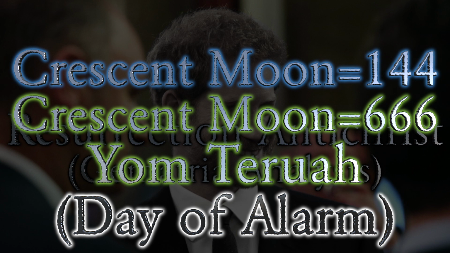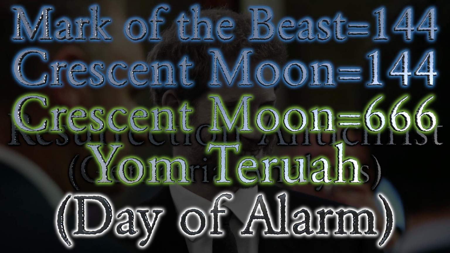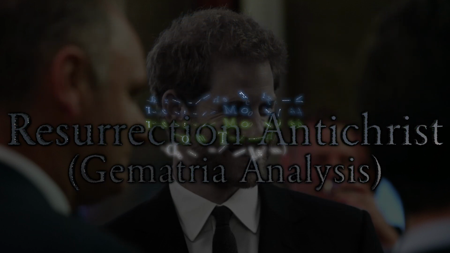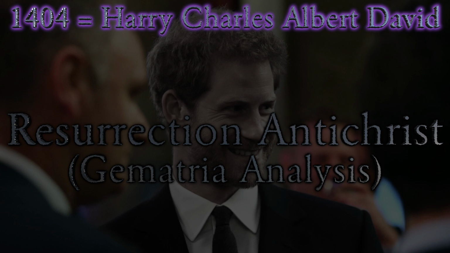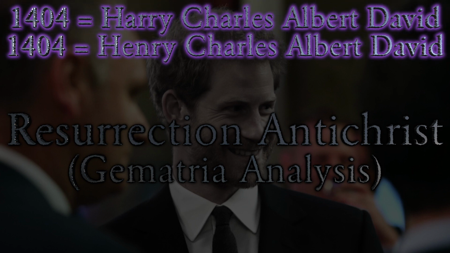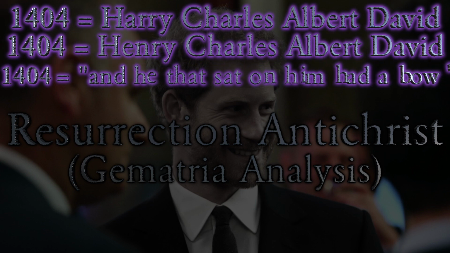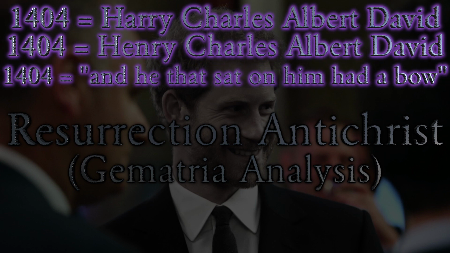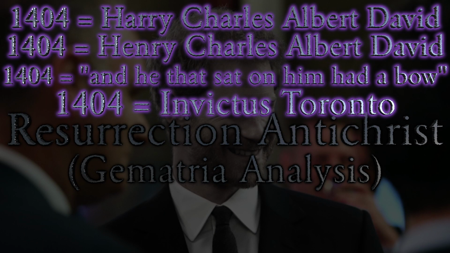Crescent moon equals 144 using ordinal English Gematria, the same value for Mark of the Beast also using ordinal English Gematria. Besides the names Harry Charles Albert David and Henry Charles Albert David equaling 1404, we have two other titles that equal that number that are relevant to the beginning of Daniel's 70th week. They are namely, and he that sat on him had a bow, equals 1404 using base 6 English Gematria, as well as Invictus Toronto equals 1404 using base 6 English Gematria.